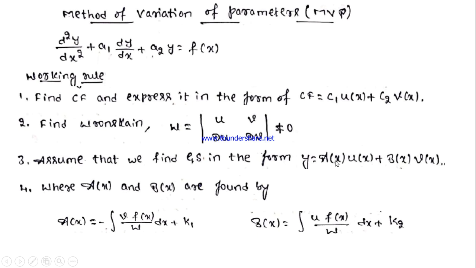Observe it again. To find a, I am using v. To find b, we are using u. Once a and b are found, you can note our general solution is again y equal to au plus bv. This is not just something we have written; there is a clear proof for this result. Now let me try to explain this working rule through an example.